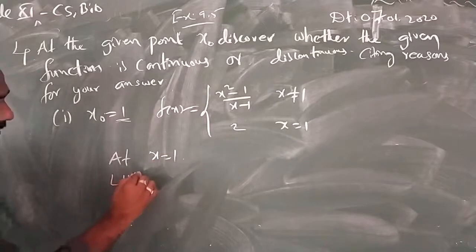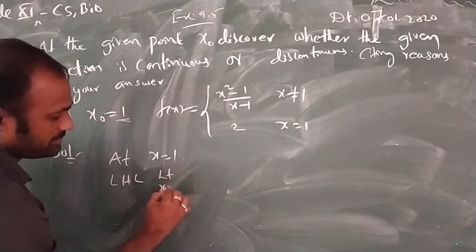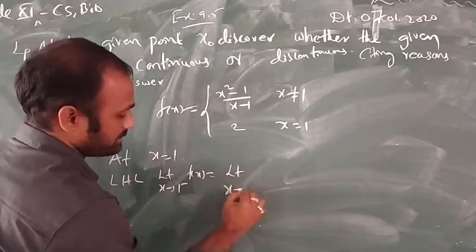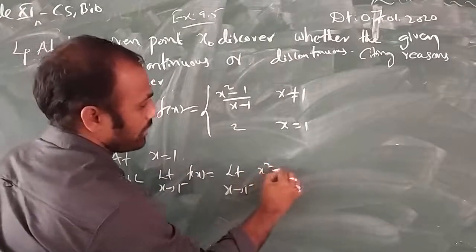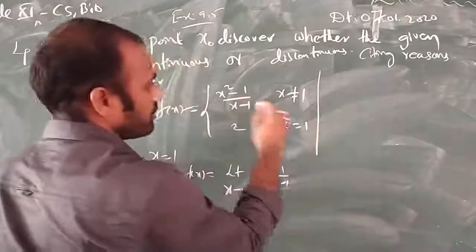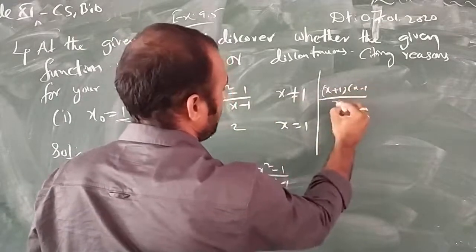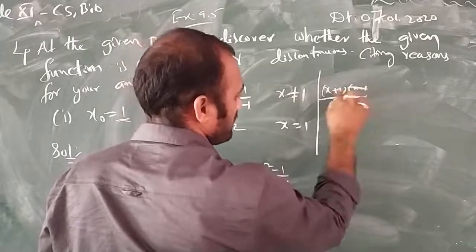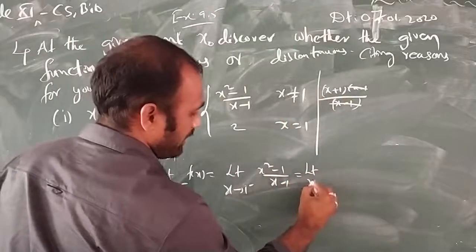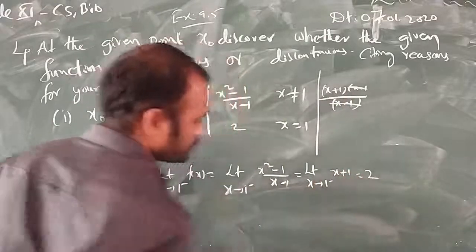First let us find out the left hand limit. So that is limit x tends to 1 minus f of x. So limit x tends to 1 minus, that is x square minus 1 by x minus 1. So this function can be written as, for simplification we will solve here. X square minus 1 can be written as x plus 1 into x minus 1 divided by x minus 1. So x minus 1, x minus 1 is cancelled. We can use x plus 1. That equals limit x tends to 1 minus x plus 1. If I substitute 1, so 1 plus 1 which is 2.